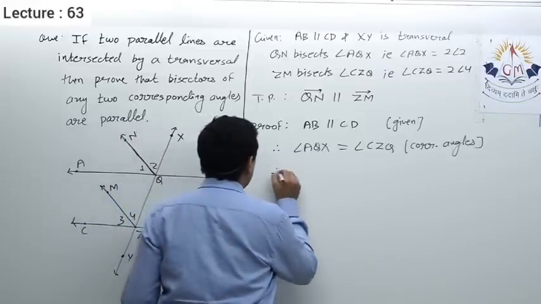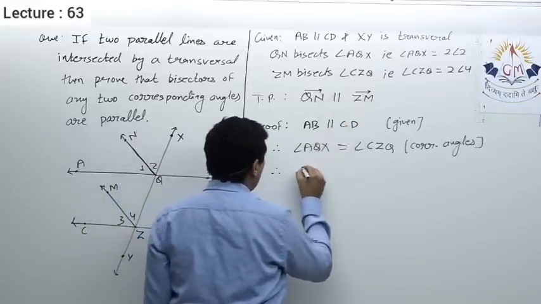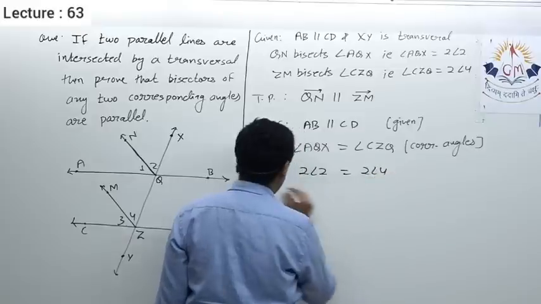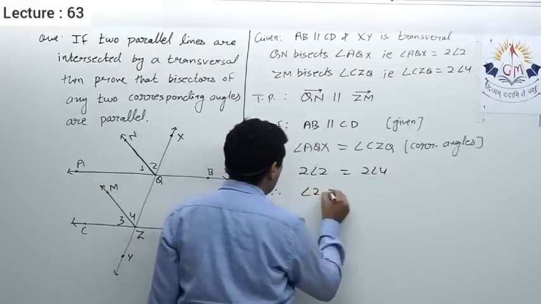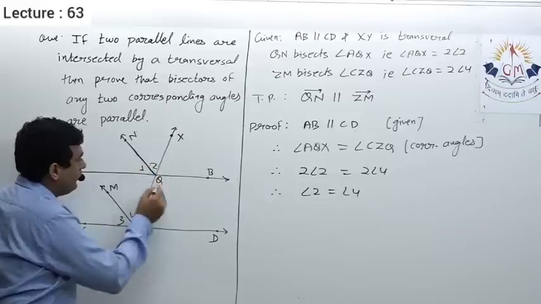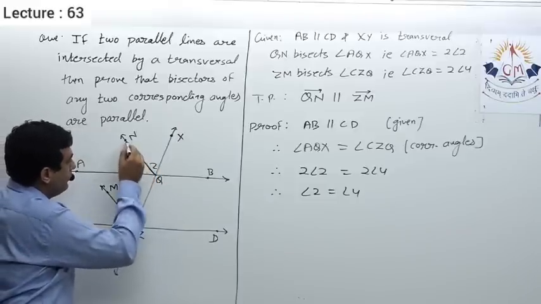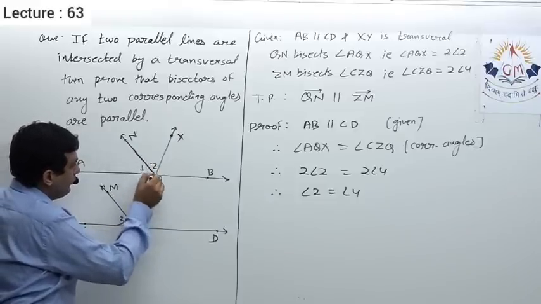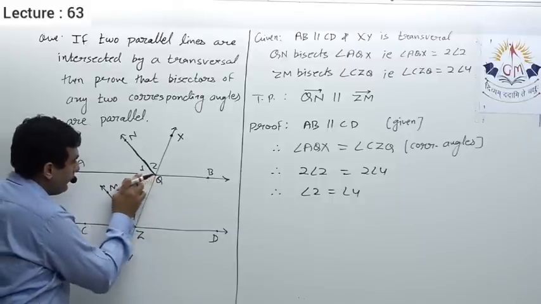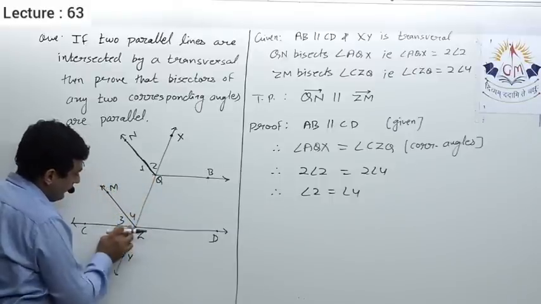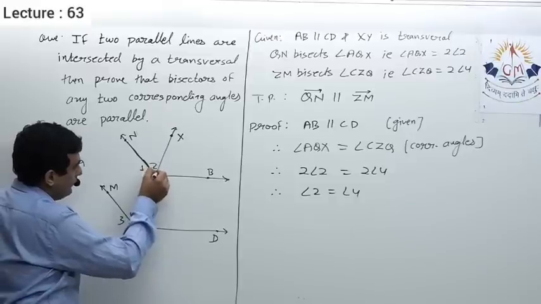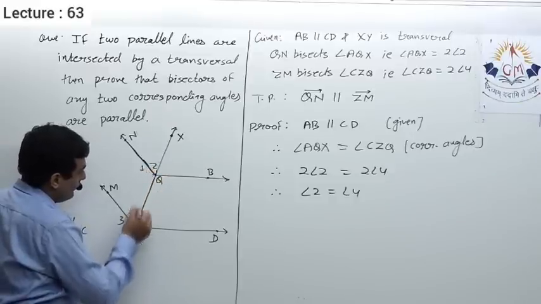So now AQX is equal to twice of angle 2, and this is equal to twice of angle 4. So that gives me angle 2 equal to angle 4. Now if you observe, this angle 2 and this angle 4 are corresponding angles. For a while I am removing this, as well as this. So now this is a transversal for these two angles.